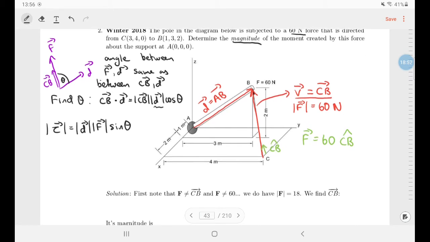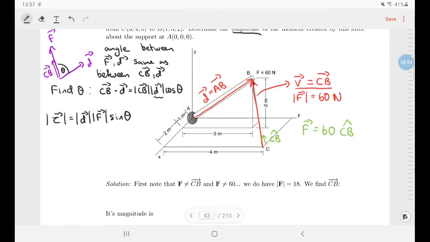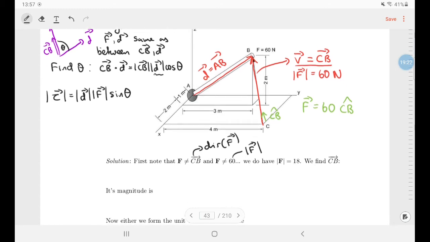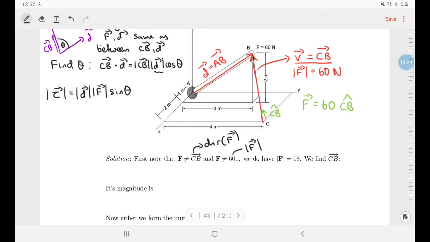Okay, so there's important things to say. The force is not the vector from C to B. It's the same direction as it, and the force is not 60. That's the magnitude of the force. So this is the direction, essentially, of the force, and 60 is the magnitude of the force. But them on their own do not define the force. So we'll do it as we recommended in the green here. So we'll find the vector from C to B, which is the direction of the force.